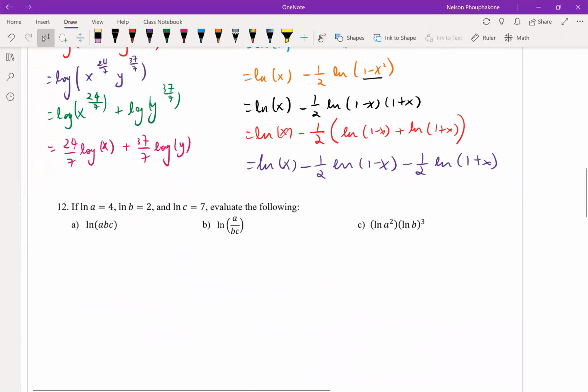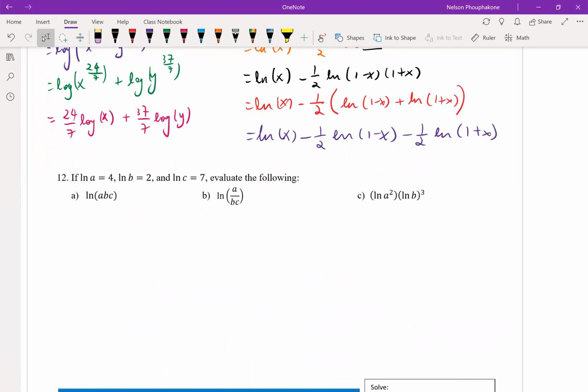Okay, now number 12 is really similar to what we just did. Okay, what we need to do is we have to rewrite this into, again, addition and subtraction of log, right? To rewrite this into a single log without any exponent first. And then after this, we replace natural log A equal to 4, natural log B equal to 2, and natural log C equal to 7, and then evaluate expressions.